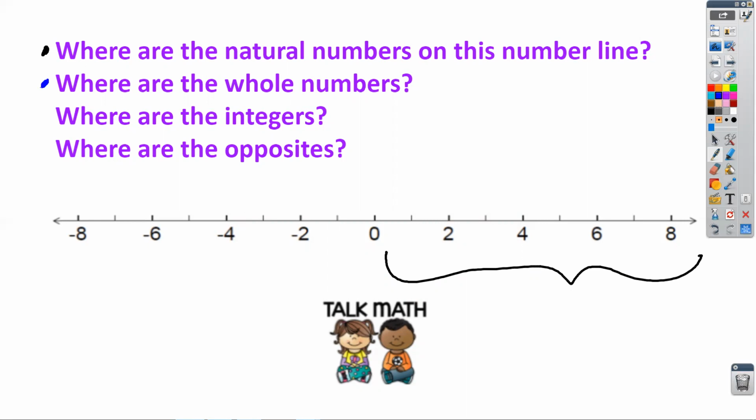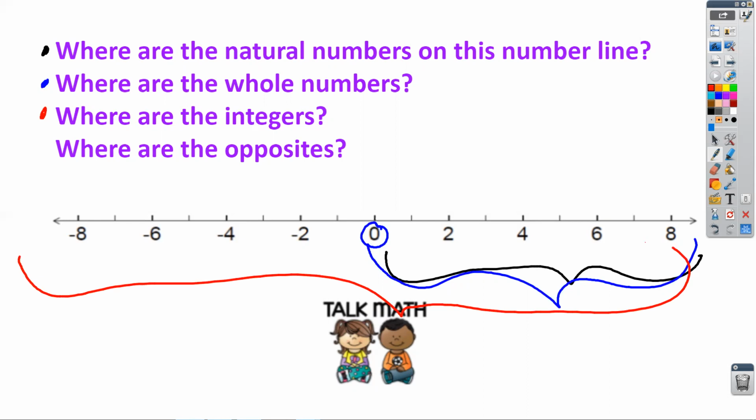Okay. Question 2, where are the whole numbers? Again, it's still over here on the right-hand side. There again, they're all the whole numbers, no fractions or decimals, but this time it does include 0. And where are the integers? Well, that's the entire number line. So the entire number line has integers on it. However, remember, we're only looking at whole numbers, no fractions and no decimals. Remember from Wednesday, fractions and decimals, those are now what we call rational numbers.